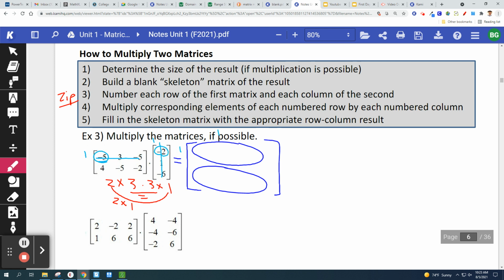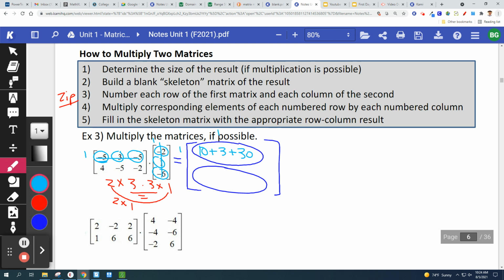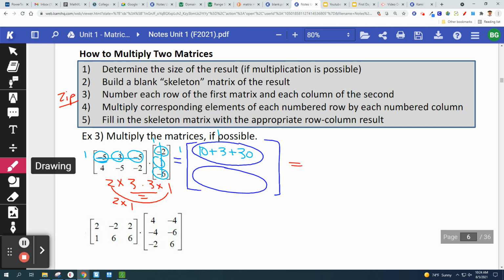I don't really want you to circle these, but you do the first one times the first one. -5 times -2 is 10. Plus. It's always plus. You take the second number times the second number. 3 times 1 is 3, plus. And then the third number times the third number, -5 times -6 is 30. If it should happen to be a negative, then fine, add a negative. But you're always going to combine those numbers. 10 plus 3 plus 30 equals 43. So I know that top number is going to equal 43.